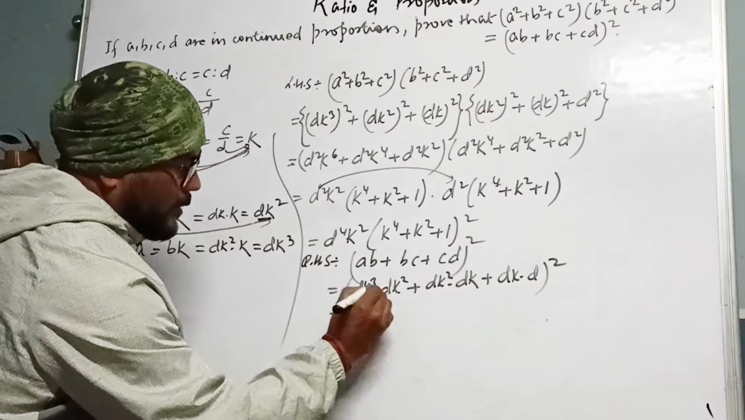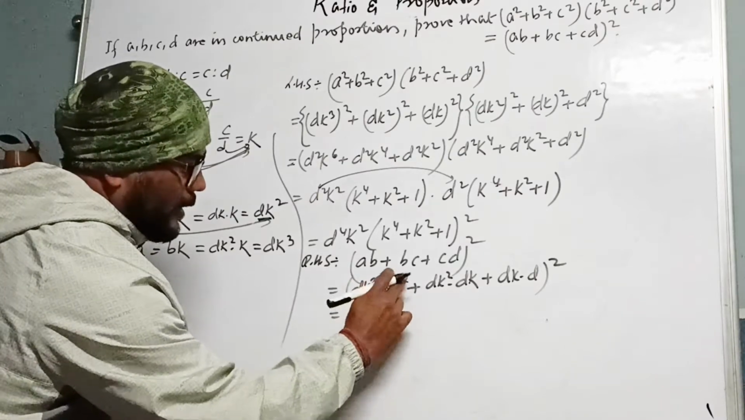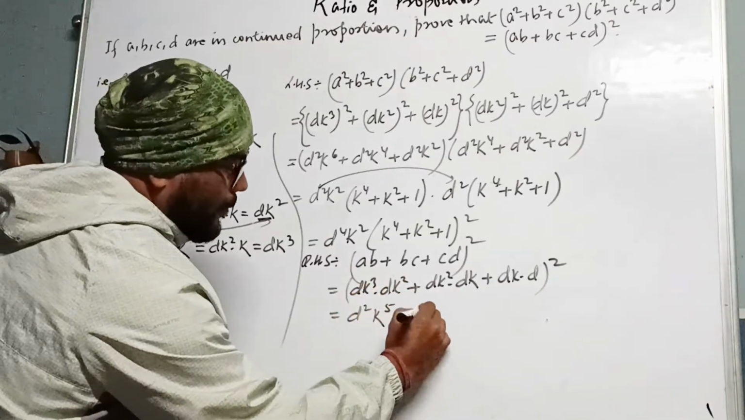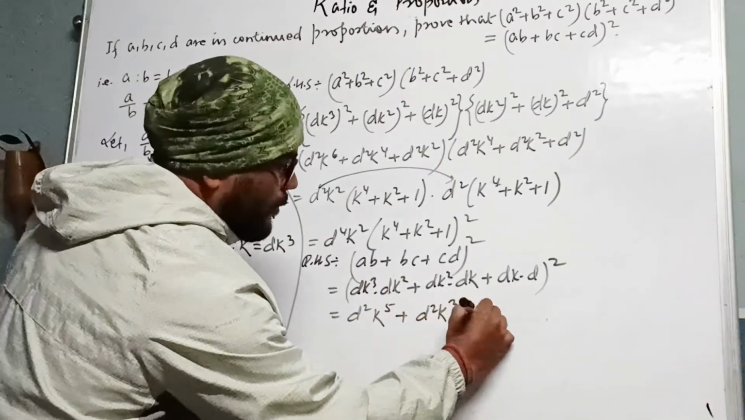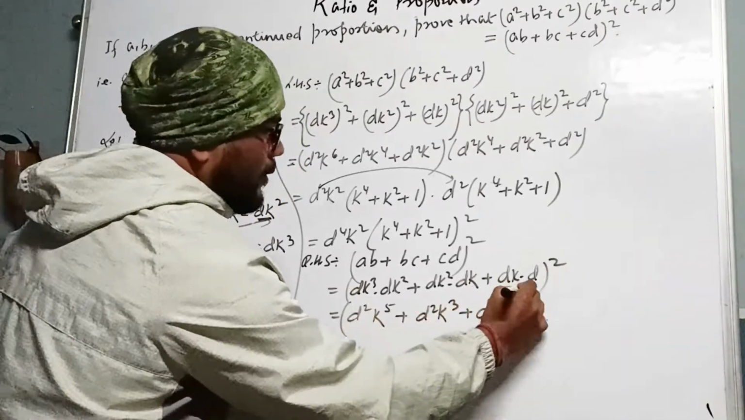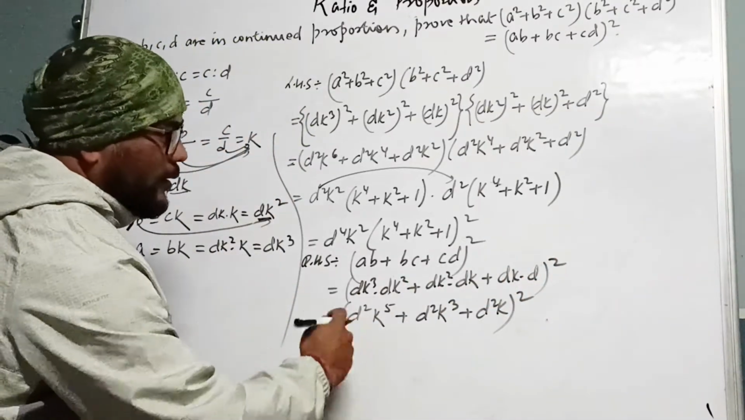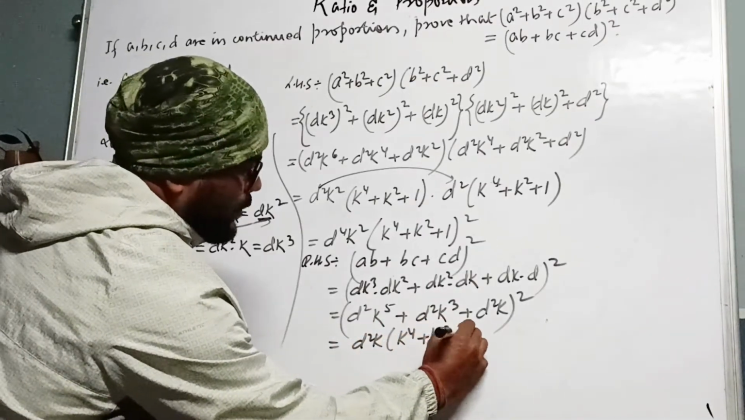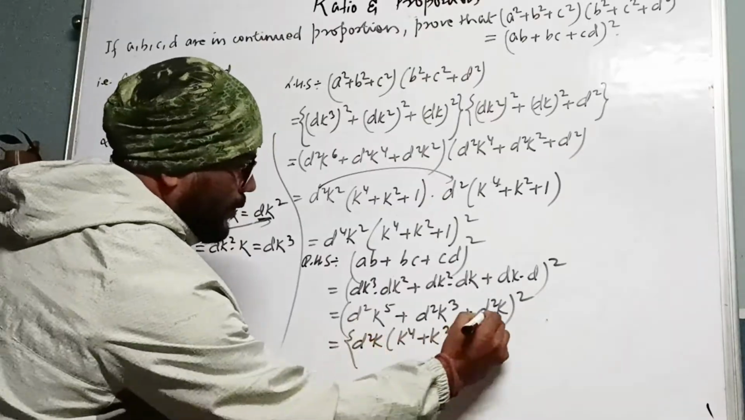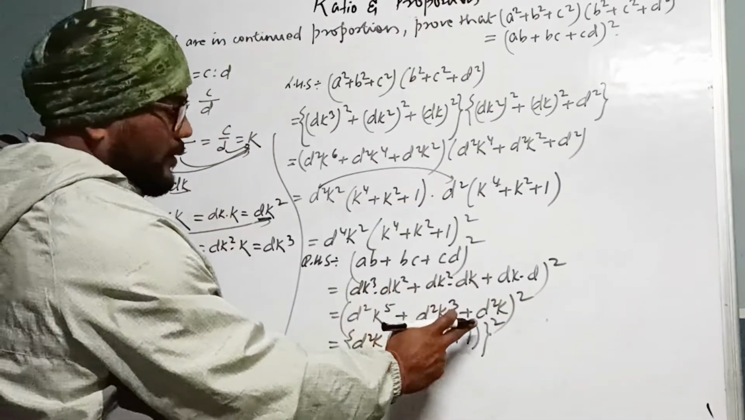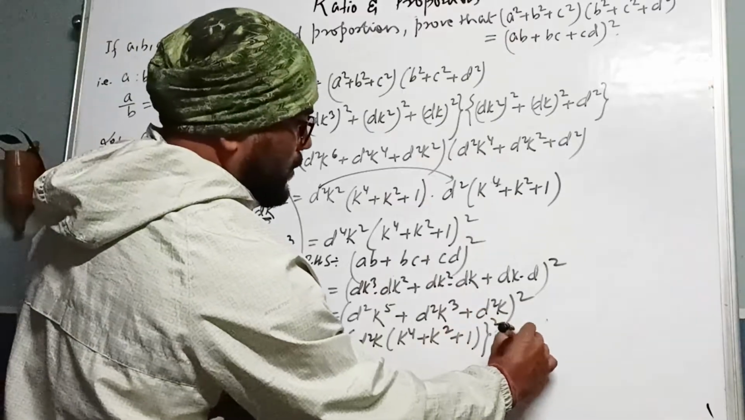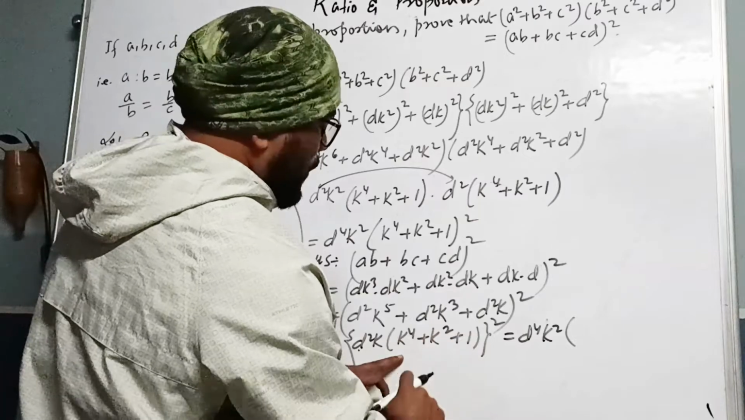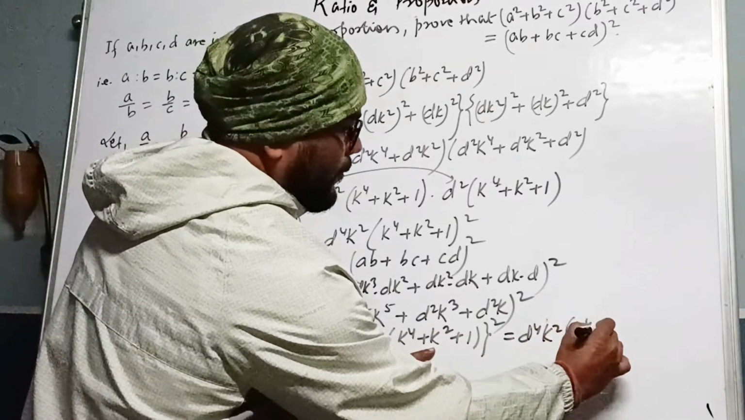So D square, D K to the power 3 and K square. You have to add the powers according to the law of indices: k to the power 5, d square k cube and d square k. Now take the common factor d square k. You get d square k (k to the power 4 plus k square plus 1) whole square. The final d square means d to the power 4, k square and (k to the power 4 plus k square plus 1) whole square.